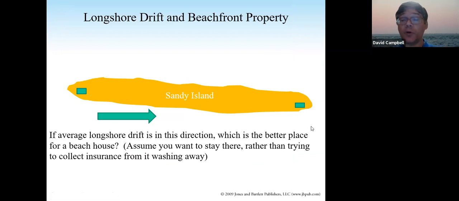Okay, so we've got longshore currents. These tend to move stuff sideways. And over time, that can be significant. Say we have an island like this, and longshore drift is going here from left to right. Which of these two is a better long-term place for a beach house?